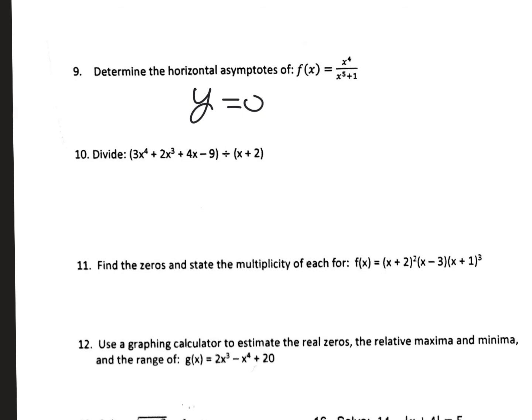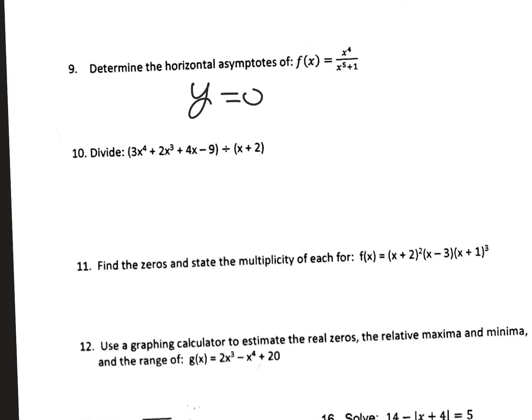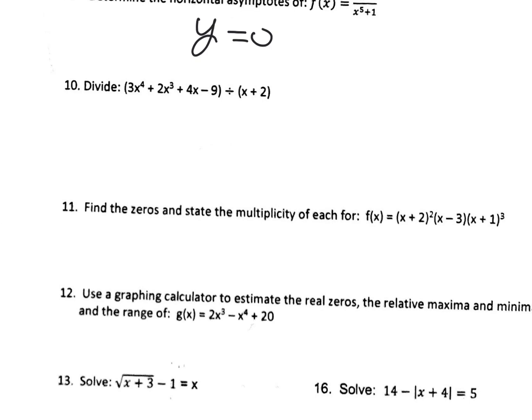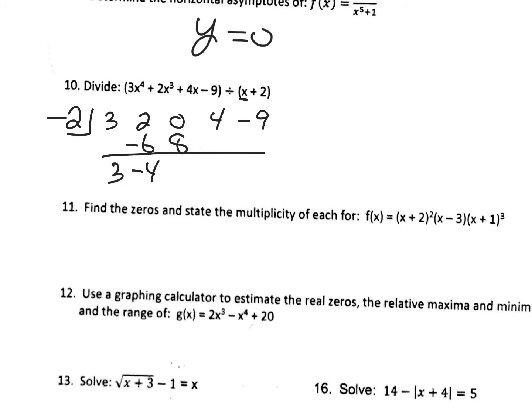Number 10 says divide. You can do long division. In this case, you can do synthetic because that's x to the first power. As long as there's no exponents in there, you can do synthetic, which is much quicker. So I'm going 3, 2. Don't forget your 0 right there because you're missing the x squared. Bring the first number down, multiply, add, multiply, add, multiply, add, multiply, add.